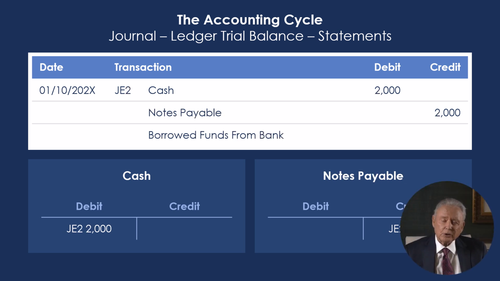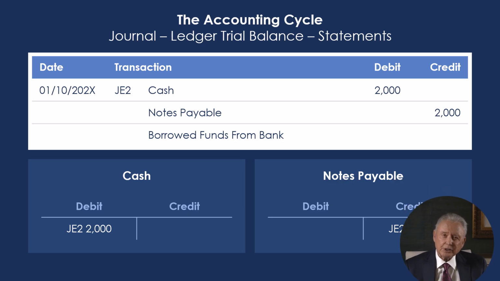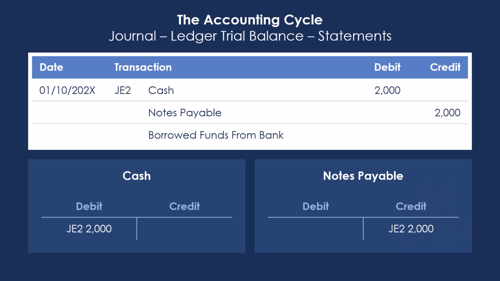In this slide, we record journal entry 2 with a debit to cash, an increase, and a credit to notes payable, a liability, and an increase in liabilities. Receipt of cash, $2,000, a debit. Creation of note payable, a liability, a credit for $2,000. Notice that in the case of cash, the normal balance is a debit. In the case of notes payable, the normal balance is a credit.